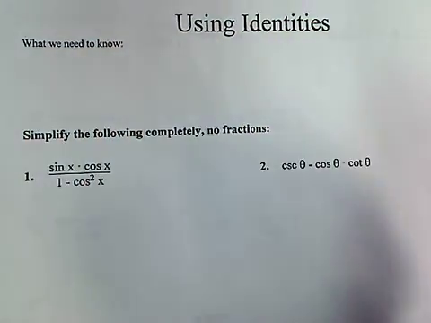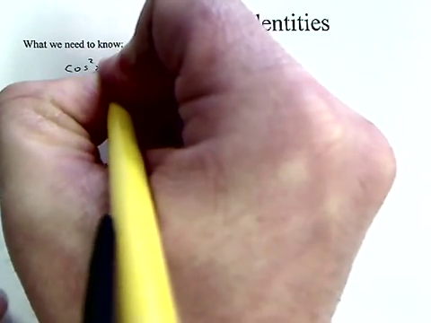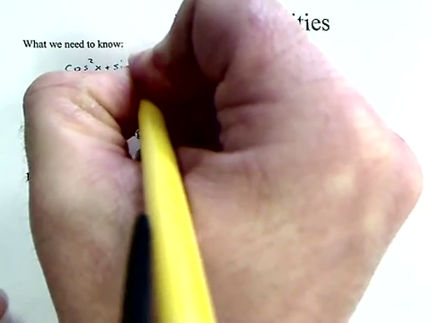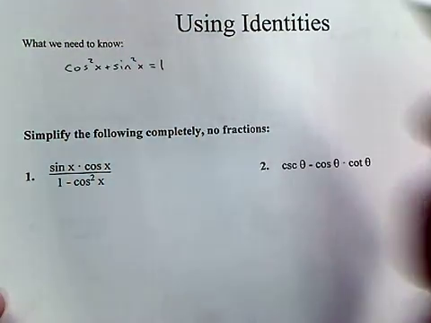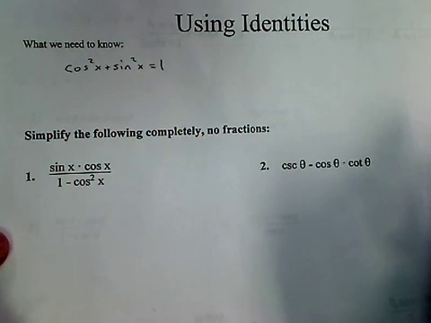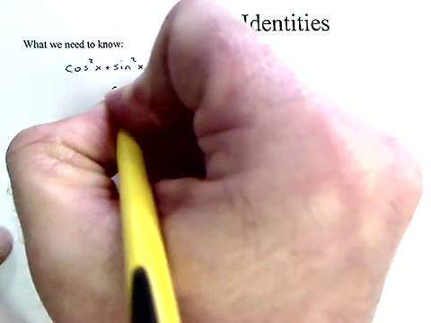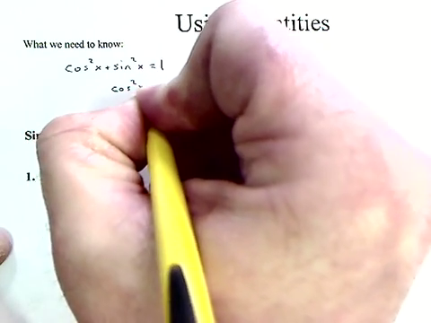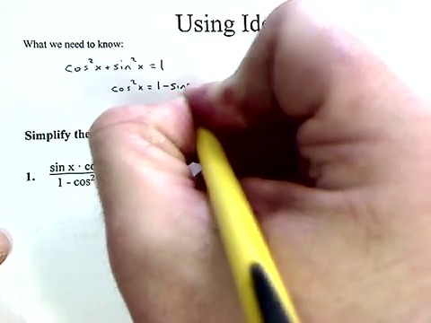Okay, the first items that we're going to put in the what we need to know section are cosine squared plus sine squared, which is equal to 1. Now the forms of that are important. If you move the sine squared to the other side by subtracting it, you would be left with this statement: cosine squared is equal to 1 minus that sine squared.